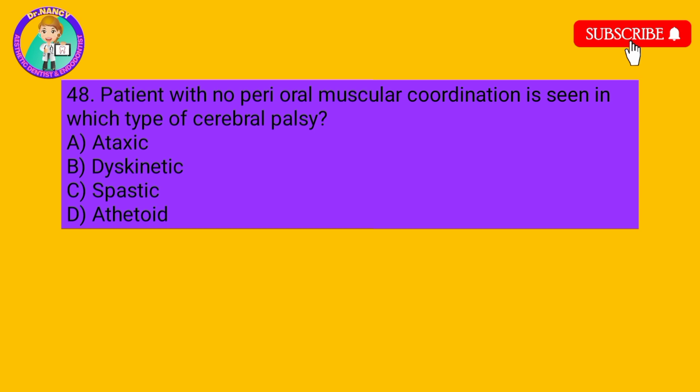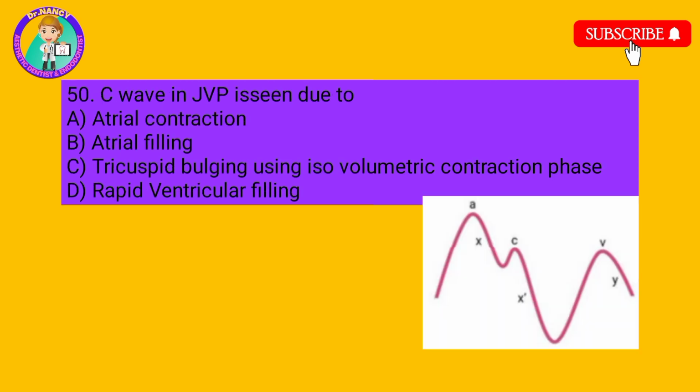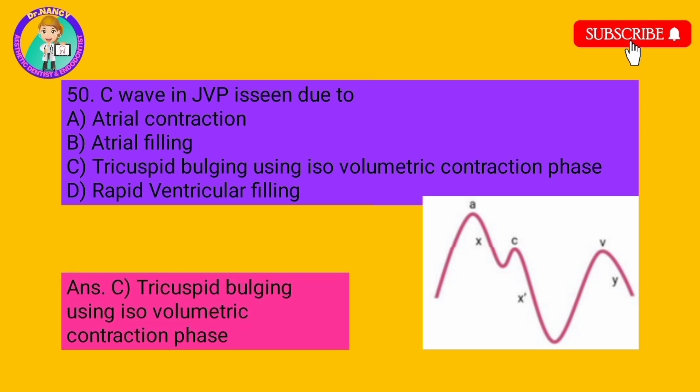Patient with no perioral muscular coordination is seen in which type of cerebral palsy? Ataxic, dyskinetic, spastic, athetoid. Answer, spastic. Which of the following precancerous lesion has malignant potential? OSMF, erythroplakia, oral lichen planus, syphilitic glossitis. Answer, erythroplakia. C wave in JVP is seen due to atrial contraction, atrial filling, tricuspid bulging during isovolumetric contraction phase, rapid ventricular filling. Answer, tricuspid bulging during isovolumetric contraction phase.